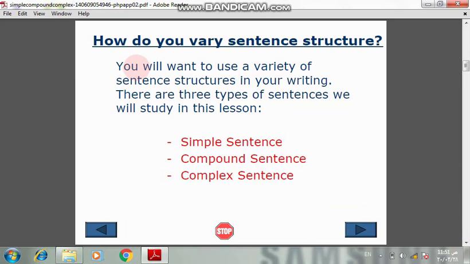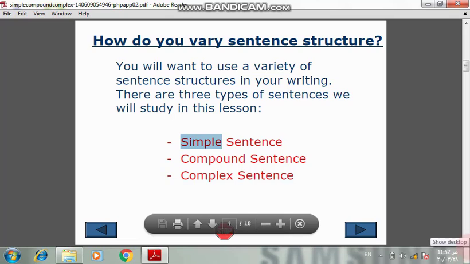Now it's time to study the types of sentences, or how sentences are structured. How do you vary sentence structure? We have three basic and fundamental types of sentences. The first one is the simple sentence. The second one is the compound sentence. You will want to use a variety of sentence structures in your writing. There are three types of sentences we will study in this lesson, as I told you.